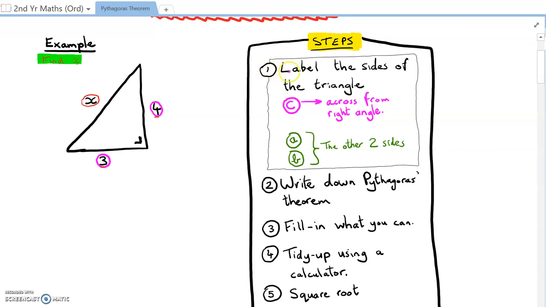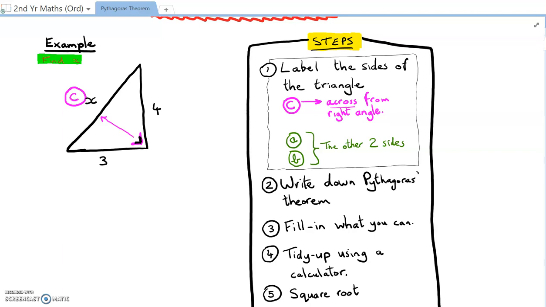The first thing we have to do is label the sides of the triangle with letters. Now 3 letters are used, C, A and B. But which is which? Which is C, which is A and which is B? So let's see. Well, C is the one that's across from the right angle. Now this little symbol here means right angle. So that's where the right angle is. And C is the side that's across from that. So over here, we're going to write down the letter C, because this is the side C.